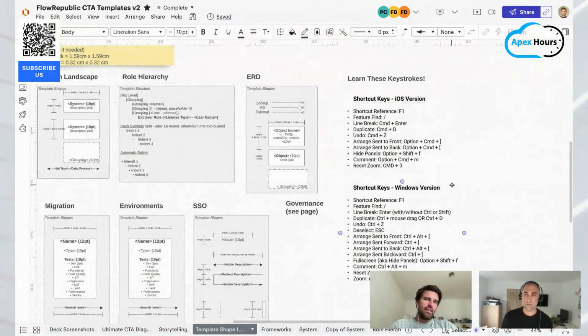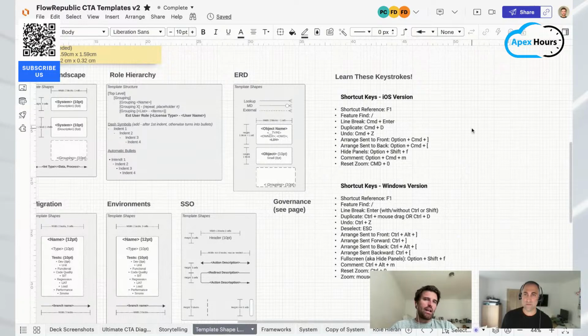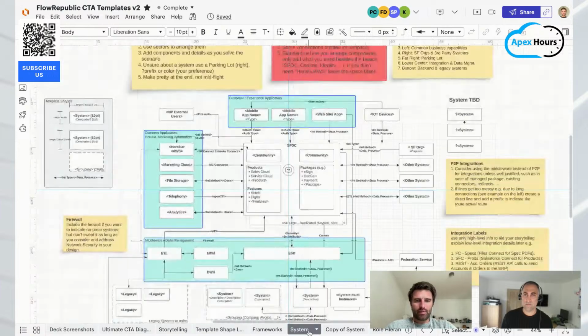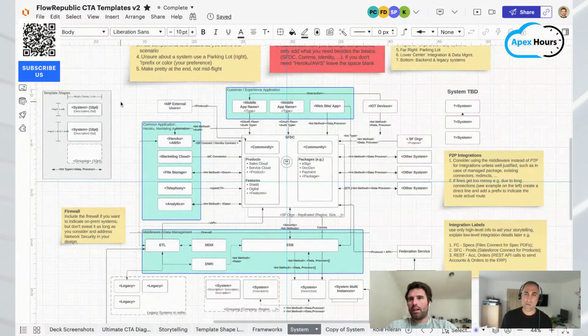But also in the template shape library, courtesy of Sam, we have a bunch of different keystrokes or shortcut keys that you can use that really make it significantly easier. And I think if you're pressed for time, this is definitely one way of how you can accelerate that. Okay, wonderful. Do we have any questions? A couple of points, if I could also add.